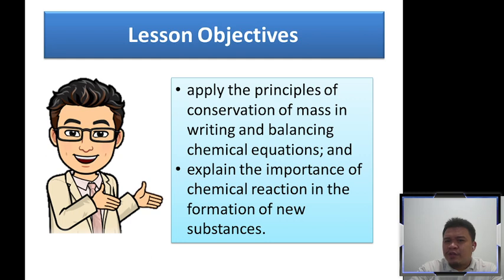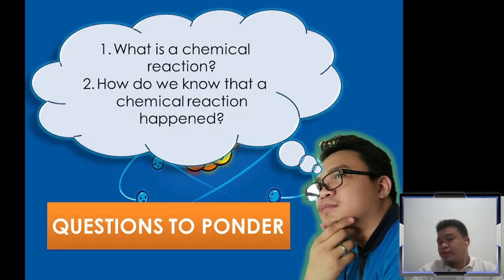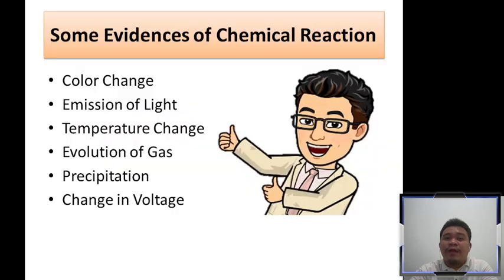But first, let us try to ponder on this important question. What is a chemical reaction? And if a chemical reaction does occur, how do we know that a chemical reaction has taken place? So for us, maybe some of us, we have already ideas on what a chemical reaction is, right? We already have some ideas what are some of the evidences or indicators that a chemical reaction has happened. So there are some clear indicators that we can observe that a chemical reaction has happened.